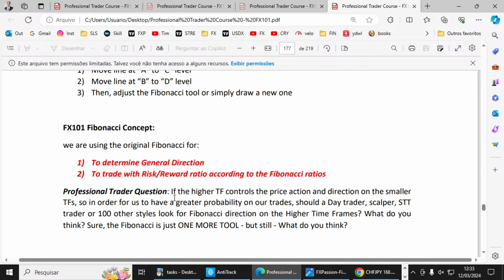Professional trading question: if the higher time frame controls the price action and direction on the smaller time frame, then in order for us to have a greater probability on our trades, should a day trader, scalper, short-term trader, or 100 other styles look for Fibonacci direction on the higher time frames? What do you think? Sure, Fibonacci is just one more tool, but still, what do you think?